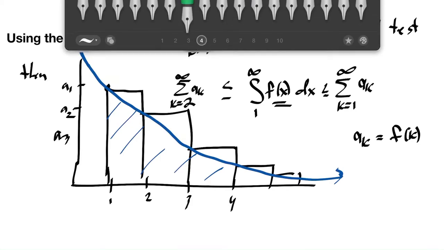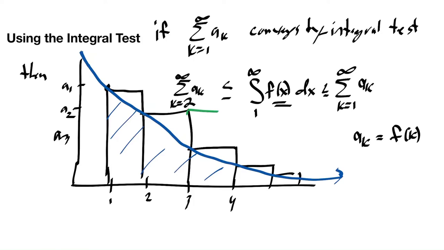By the way, this second inequality, if we're still thinking about this, this inequality right here, would be just by drawing all of my rectangles in the backwards direction. And then I would get that those are all smaller than my integral. So if I start at 2, then I get a value that's less than my integral. And if I start at 1, then I get a value that's greater than my integral.